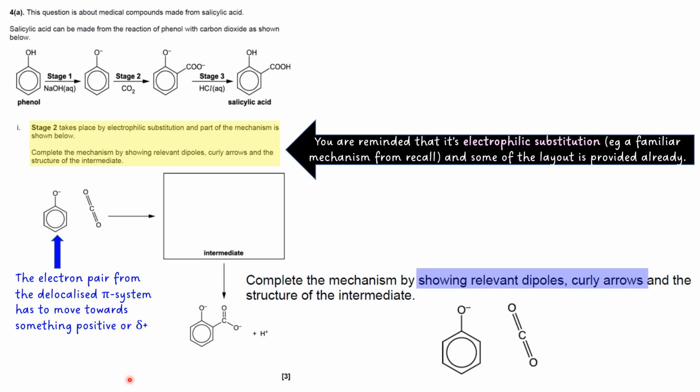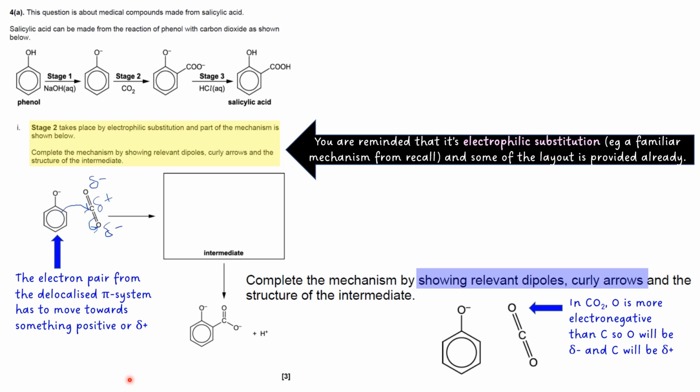So taking a closer look at the carbon dioxide molecule, you can apply your ideas about electronegativity. So oxygen is more electronegative than carbon, so O will get delta minus and C will get delta plus. And we can therefore put that in and start to put in the curly arrows.